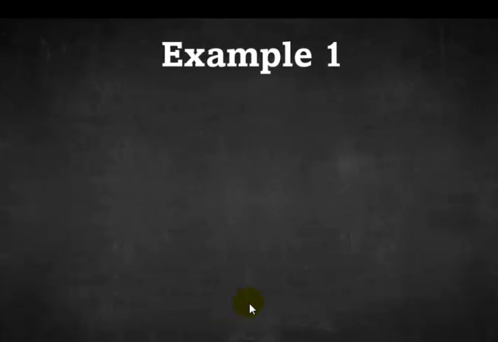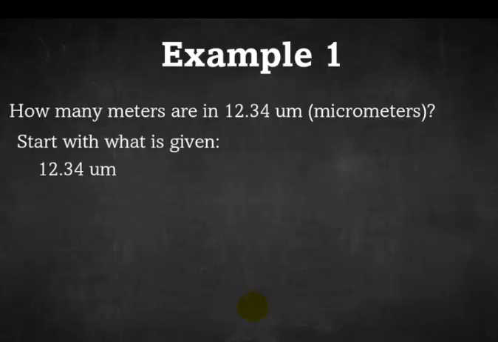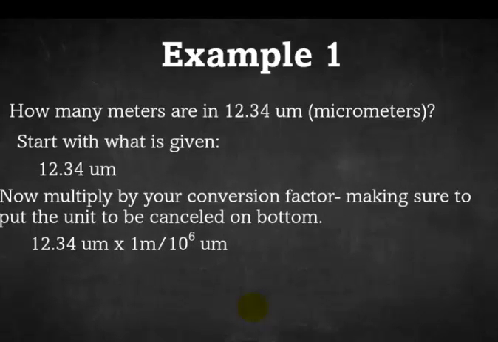So let's look at a couple examples. The first example is how many meters are there in 12.34 micrometers? The first step is to write down what you're given, and you're given 12.34 micrometers. Now we know we want to get to meters, so we're going to multiply it by 1 in such a way that our micrometers cancel out. And so you see what I did here is I said, well, I know there's 10 to the 6 micrometers, 1,000,000 micrometers in 1 meter. So I'm going to multiply it by that conversion factor, but I'm going to put the micrometer on the bottom so that it cancels out. And you see that it does.